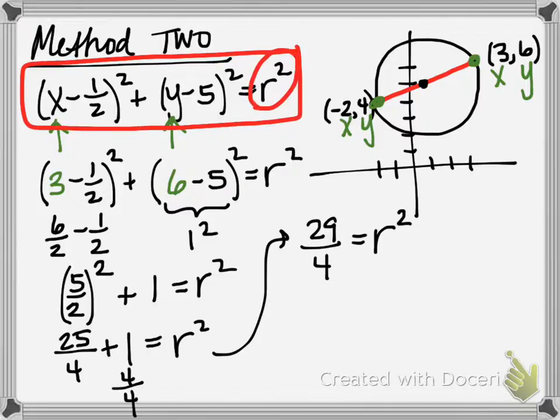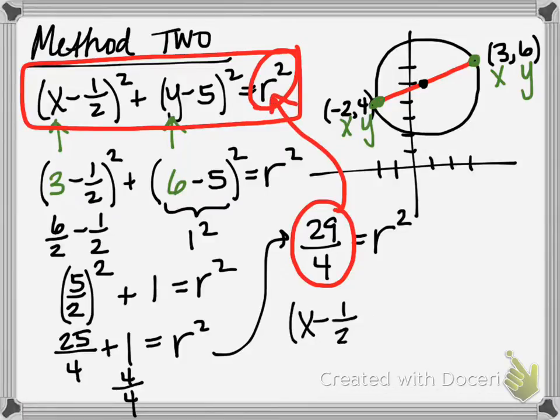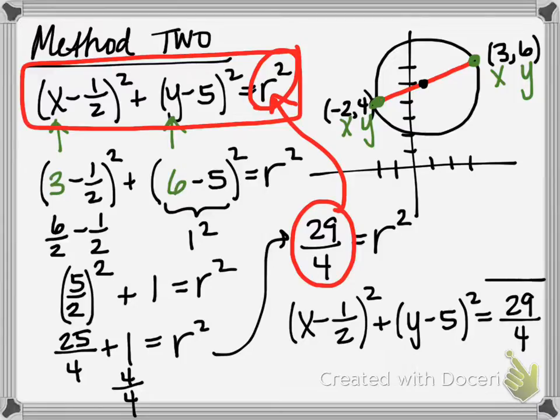Once again, looking at this equation for the circle, what we were left to find was the radius squared. So there's really no need to square root both sides, because we can just take this value, 29/4, and substitute it into our equation, and we're in business. So the equation of this circle is x minus 1/2, the quantity squared, plus y minus 5, the quantity squared, is equal to 29 divided by 4. And we were able to obtain the equation for the circle without using the distance formula.